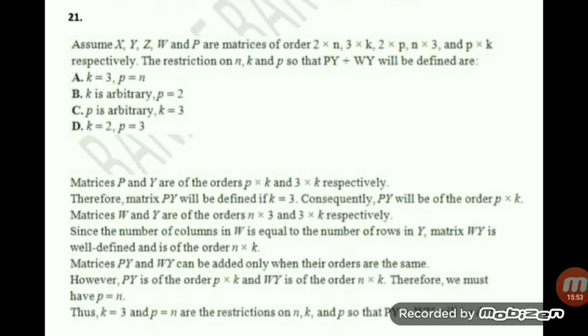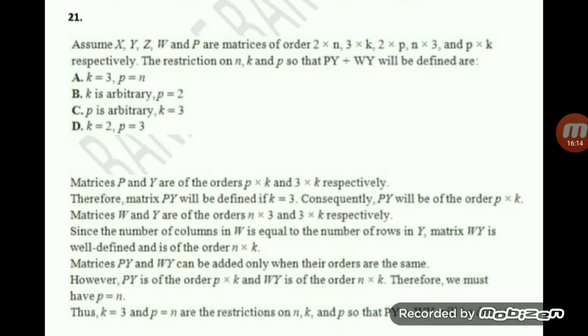Now the next question, actually this question I had also explained earlier. Assume that x, y, z, w and p are matrices of order 2 by n, 3 by k, 2 by p, n by k and p by k respectively. What is the restriction on n, k and p so that py plus wy will be defined? It's a multiple choice question.